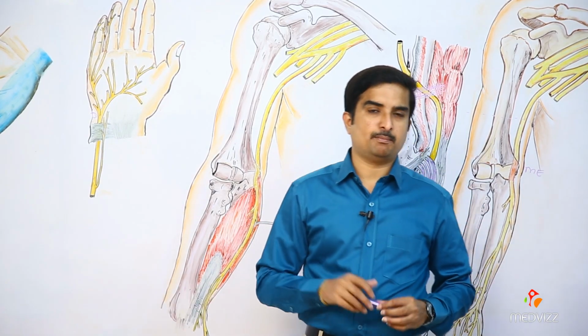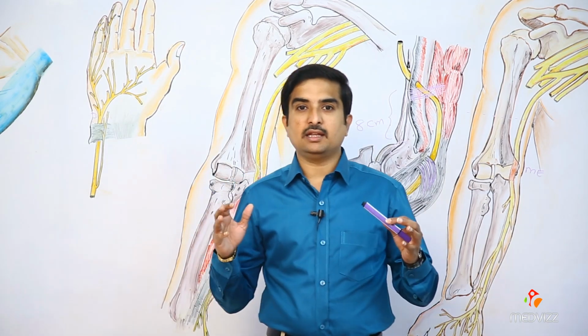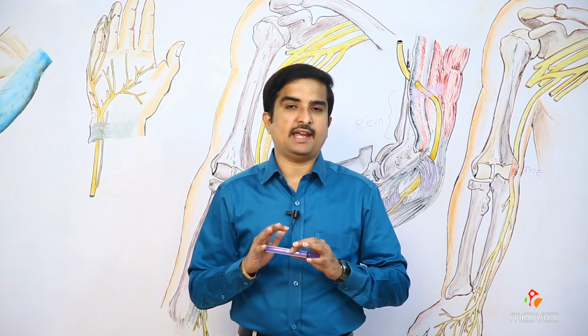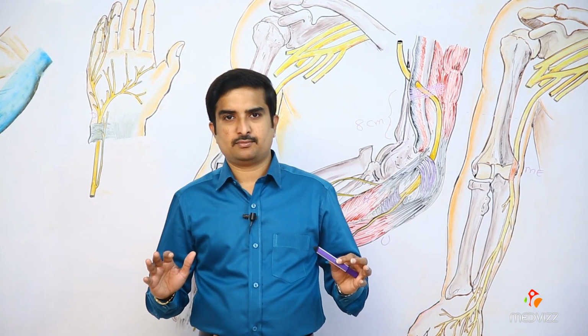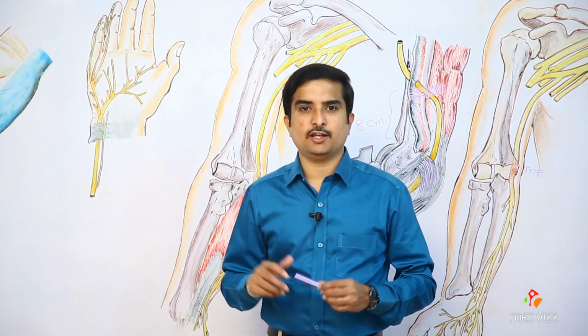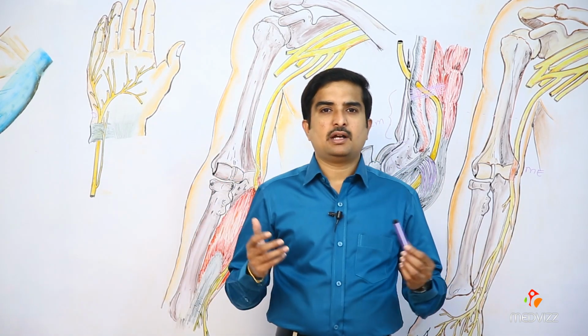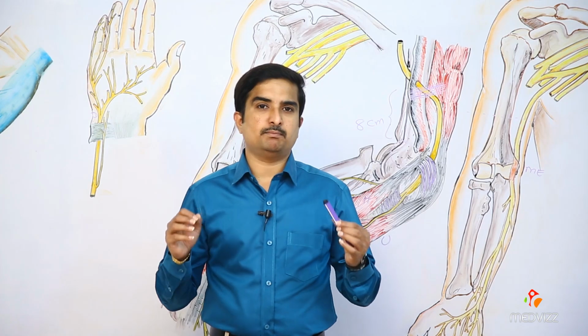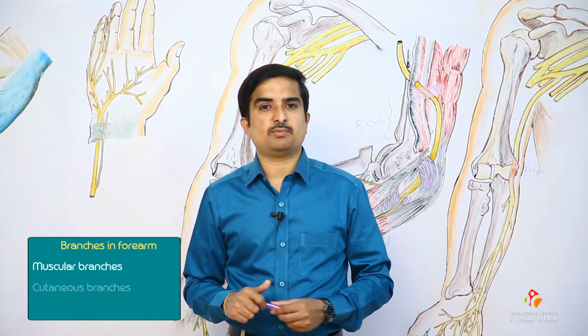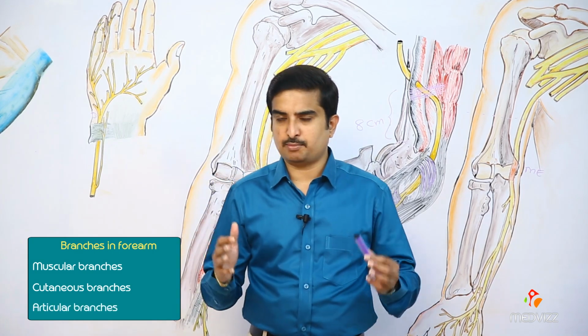First let us discuss the branches of the ulnar nerve in the arm. Remember that the ulnar nerve does not give any branches in the arm, right? So let us start our discussion with the branches in the forearm. In the forearm, the ulnar nerve gives off three branches. They are mainly the muscular branches, cutaneous branches and the articular branches.